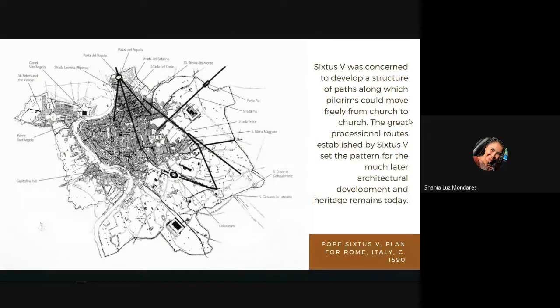To understand this further, let's go directly to the outstanding examples mentioned in the book. The first example is the Plan of Rome by Pope Sixtus V, in which the main access points are the churches. Sixtus V was concerned to develop a structure of paths along which pilgrims could move freely from church to church. The greater processional routes established by Sixtus V set the pattern for much later architectural development and innovation today.